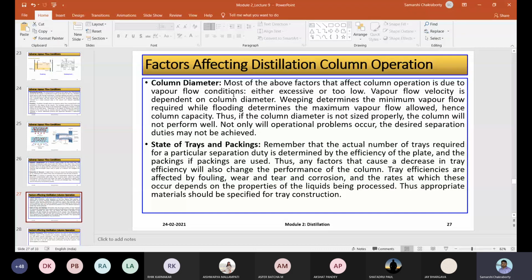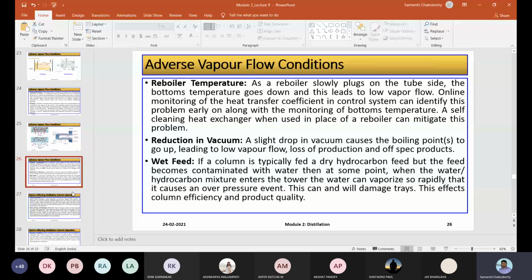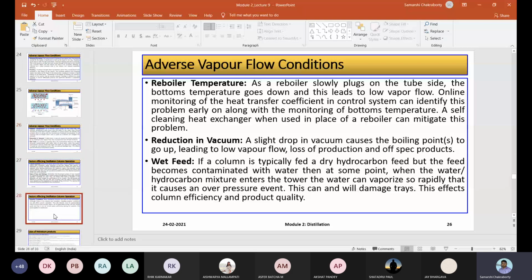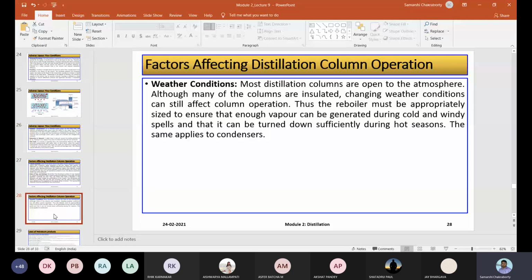So like you see, so many factors come together and determine the performance of your distillation column. But last but not the least is the weather factor. So how does weather affect it? Most distillation columns are open to the atmosphere. Here they are talking about the atmospheric distillation unit. Although many of the columns are insulated, changes in temperature like weather conditions can still affect the column operation.